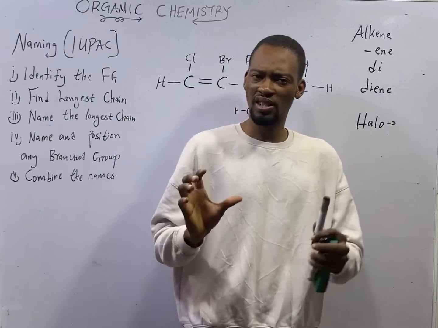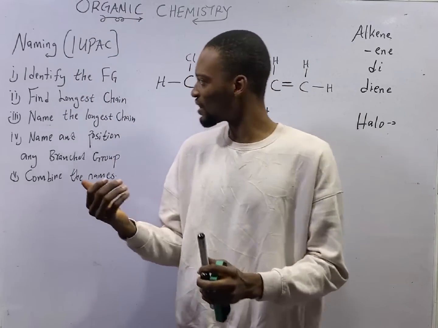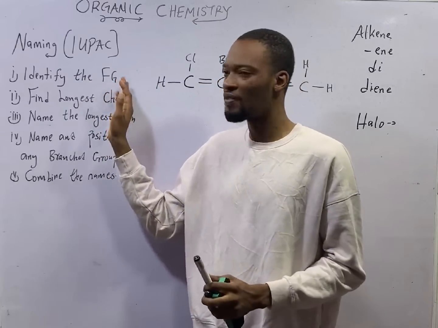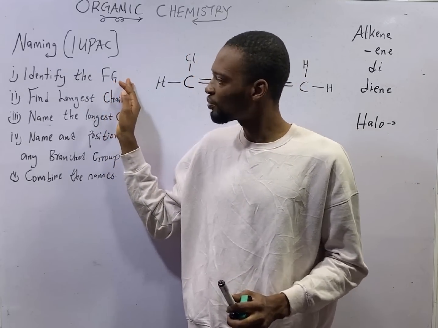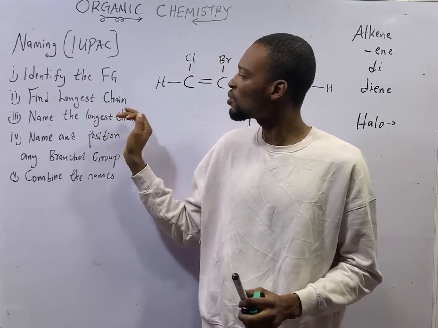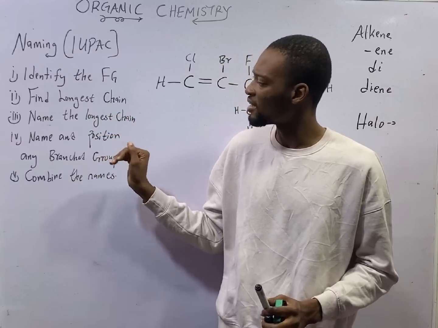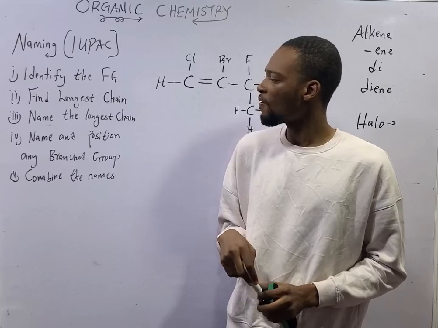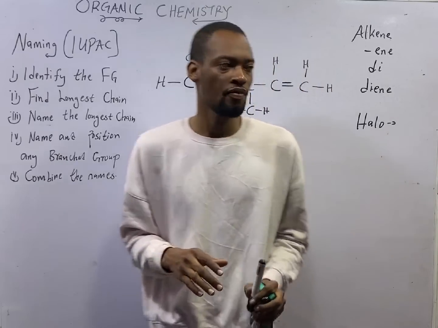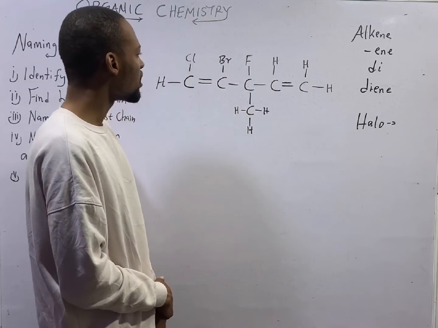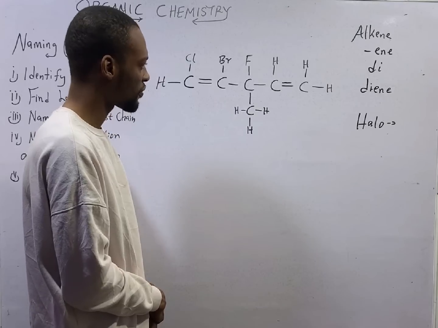So, the steps in naming organic compounds are: 1. Identify the functional group, which we've done. 2. Find the longest chain. And 3. Name the longest chain. What is the longest chain in this compound?